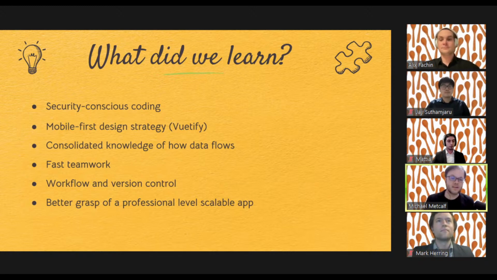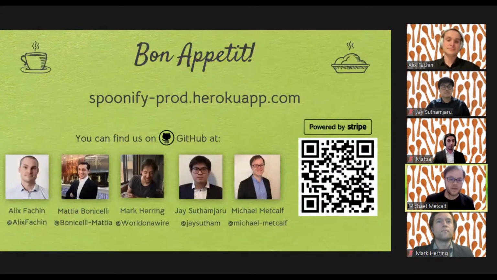That also ties into our workflow and version control experiences. Version control basically means the different versions and history of the app as we're making it. We had to rethink some things along the way, and we had to make some changes. So that was very useful to know. And we also got a better grasp of how to scale the product. Now I'll pass it on to Alex.